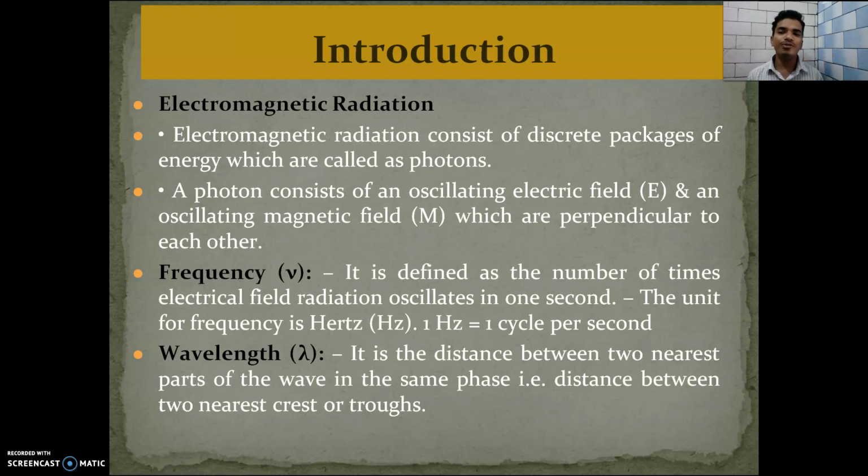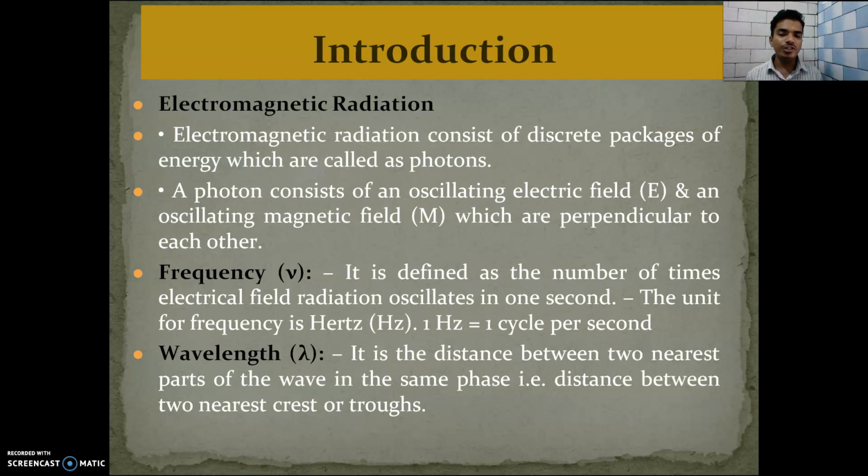So first we want to know about frequency. It is denoted by ν, and it is defined as the number of times the electric field of the radiation oscillates in 1 second. Within 1 second, the number of times the electromagnetic radiation oscillates is what we measure, and this is nothing but the frequency. The unit of frequency is the hertz. So 1 hertz equals 1 cycle per second. Frequency of 1 cycle per second is called 1 hertz.